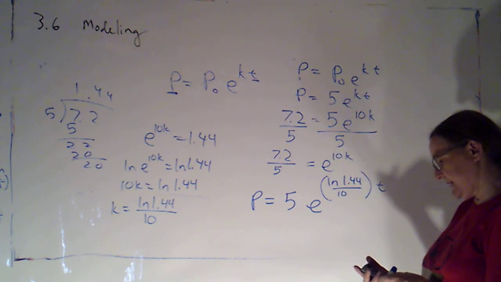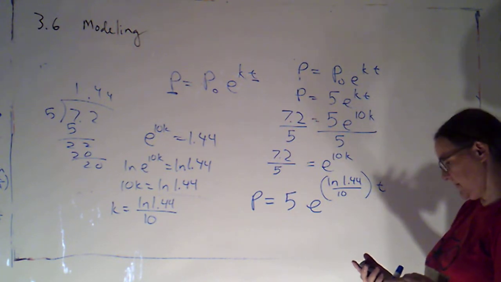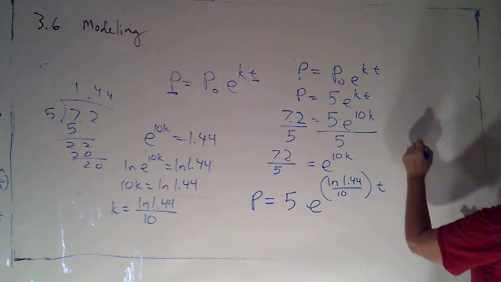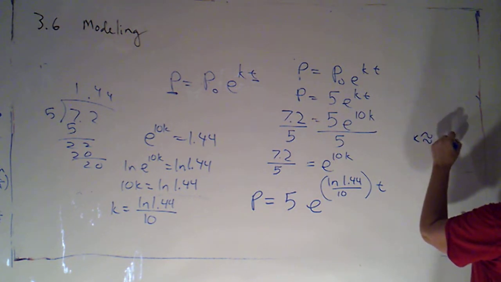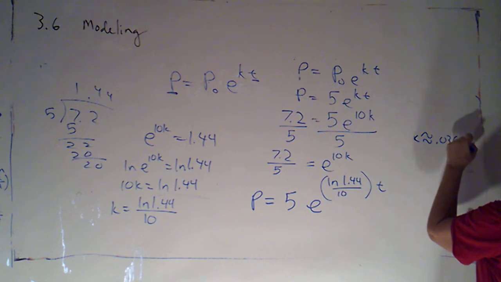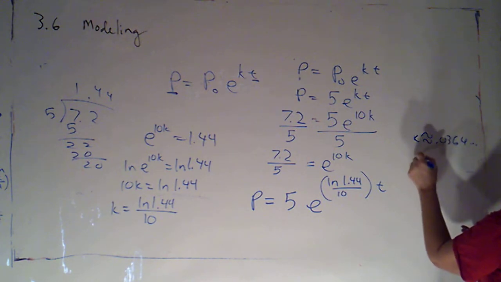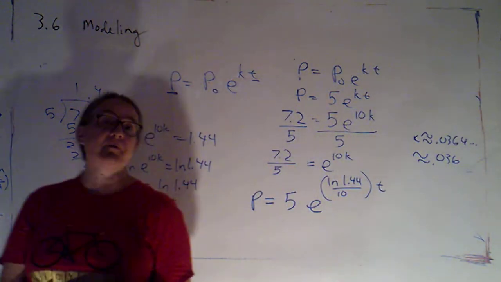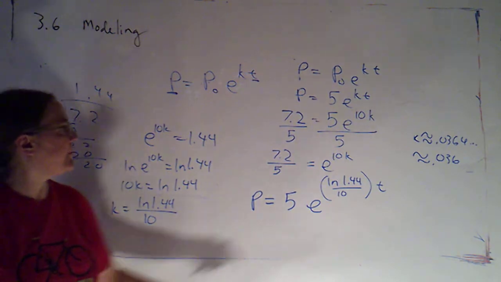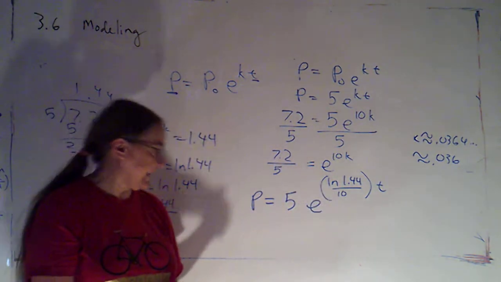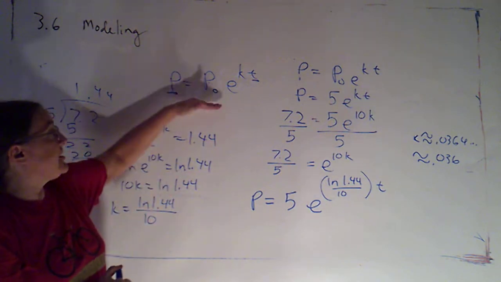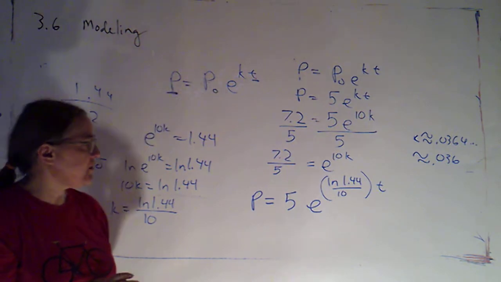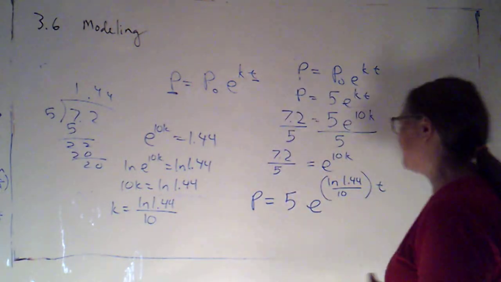Let's see. The natural log of 1.44 divided by 10. k is about 0.0364, blah, blah, blah. Let's just say about 0.036. Okay. If on take-home work I wanted you to round, I would tell you a specific place. I would just leave it like that. Okay. Now, if you were asked to find an equation of this form, you would leave it in this particular form.